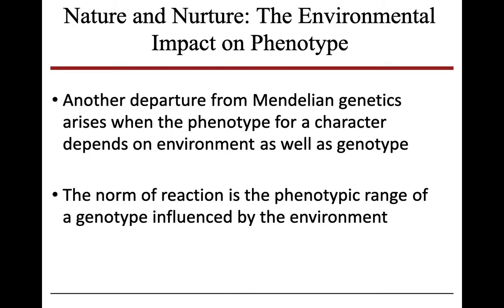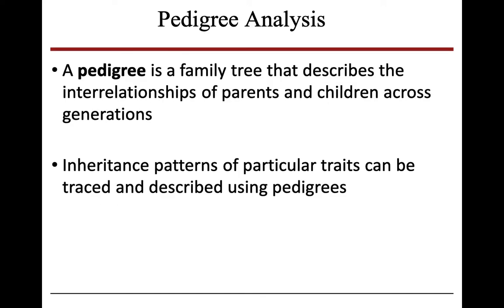Another departure from Mendelian genetics in terms of just simple binary dominant recessive alleles is also the idea that a phenotype or a character depends on the environment as well as a genotype. We call this epigenetics, where the phenotypic range of a genotype might be influenced by things like carcinogens or water salinity or pH or soil temperature. It's not just genetic inheritance, it's other things that might impact how you physically express a trait.